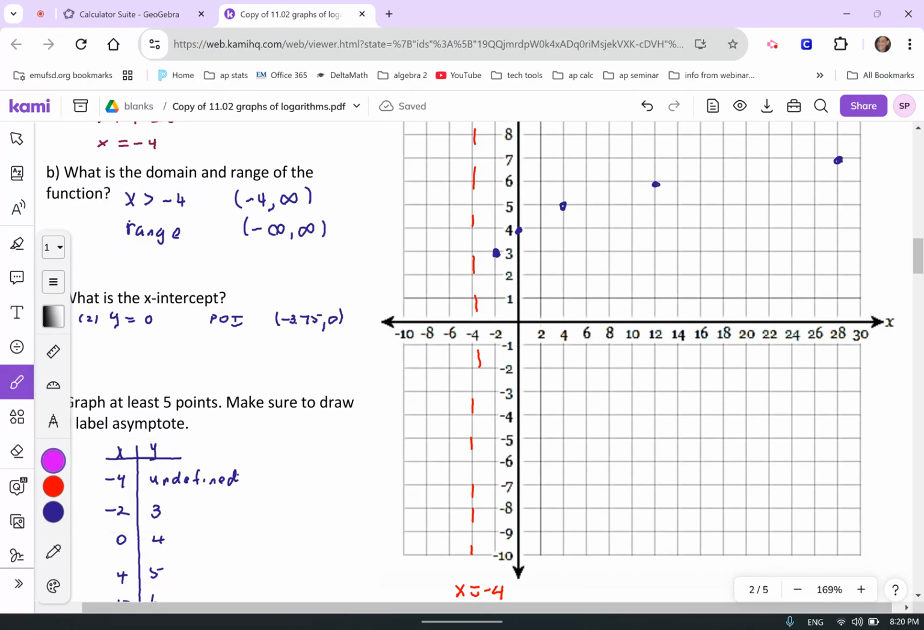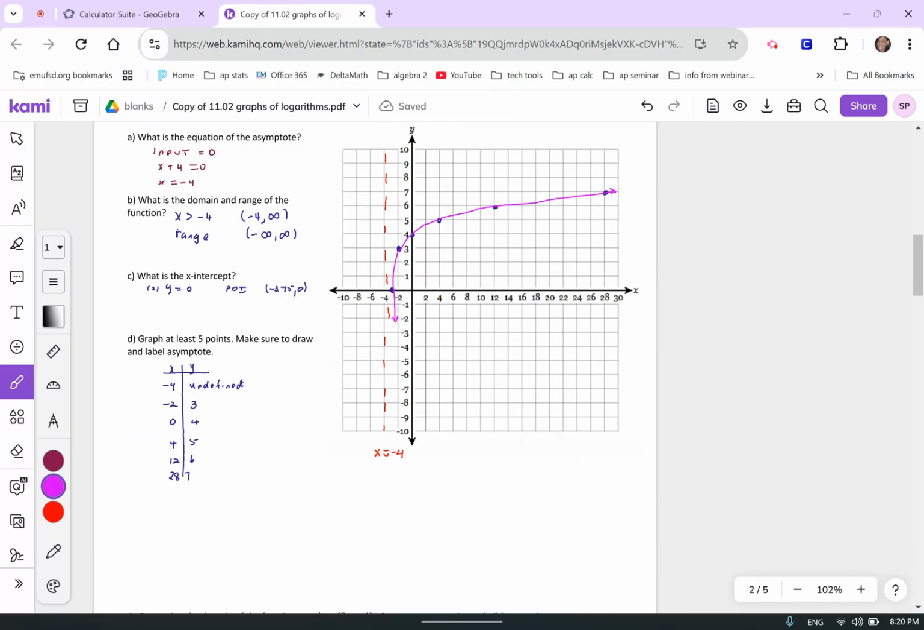Now, the other thing that I want to graph before I make that curve is that x-intercept of -3.75, 0, because it helps us. We know it's going to go below the x-axis there. And so let's make that nice smooth curve with arrows on both ends. Okay, it has to pass through the x-axis, and that's your log curve using technology.